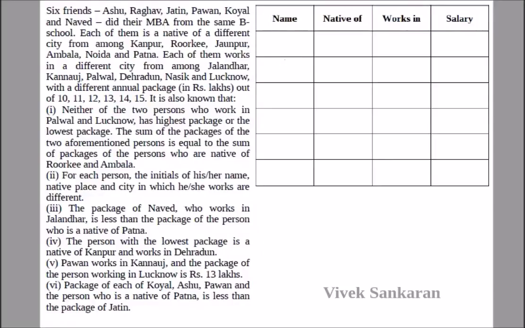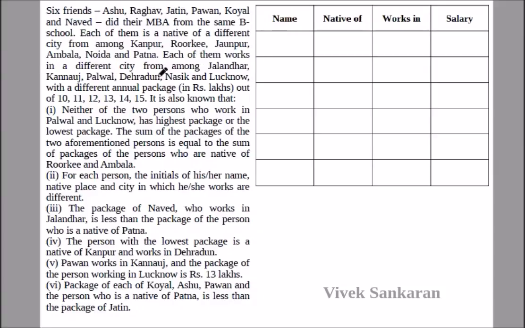Hello. In this video we'll be looking at a distribution set which was posted on the group. It says 6 friends, Ashu, Raghav, Jatin, Pavan, Koyal and Naved did their MBA from the same B school. Each of them is a native of a different city from among Kanpur, Roorkee, Jaunpur, Ambala, Noida and Patna.